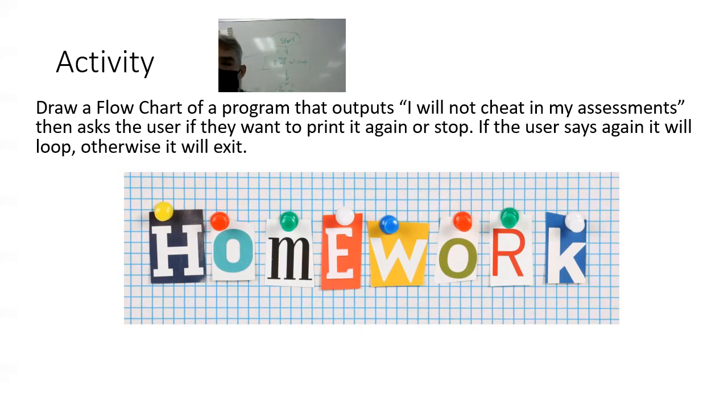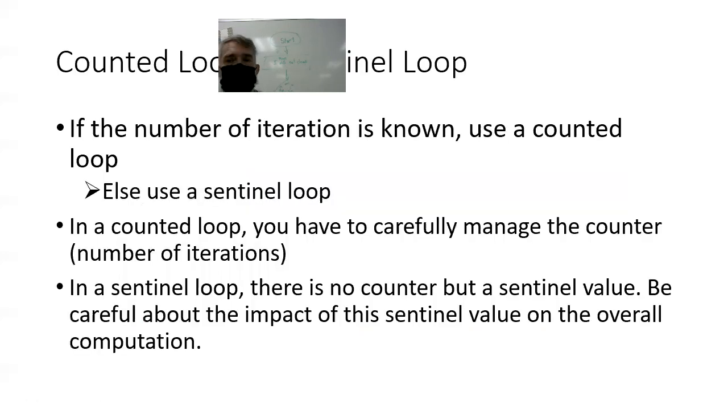If the user says, it will loop. So when do we use a counted loop? When do we use a Sentinel loop? If we know at the start how many times we're going to do something, we could use a counted loop.